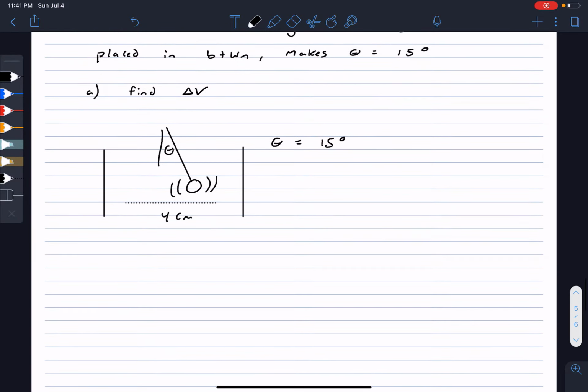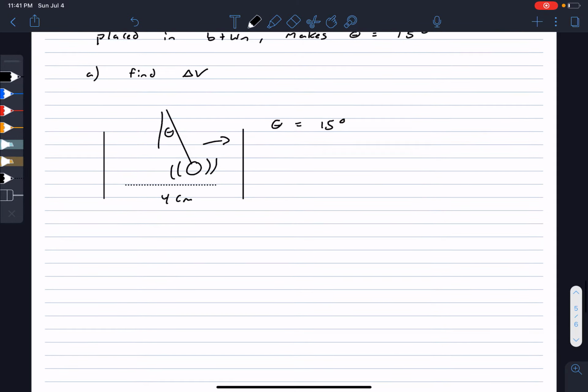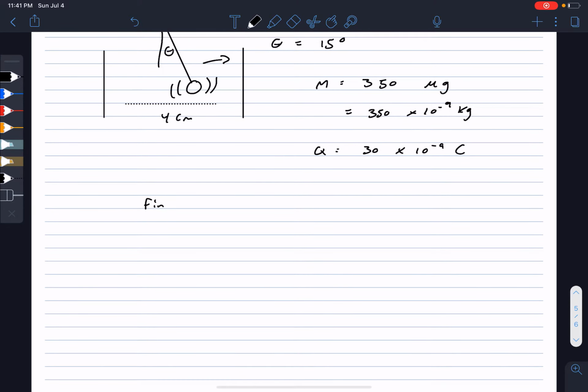The electric field in the capacitor is interacting with the charged sphere, and it's causing it to move in this direction, right? So we're told also that we have a 350 microgram sphere, which is just going to be 350 times 10 to the negative 9 kilograms. And its charge is 30 times 10 to the negative 9 coulombs, right? We want to find the voltage difference.